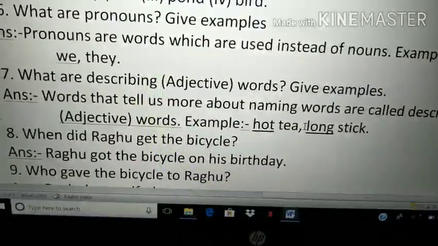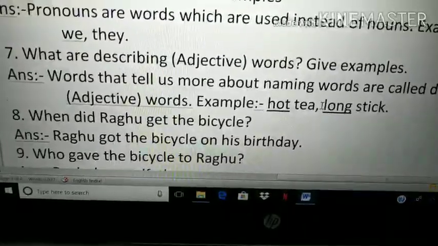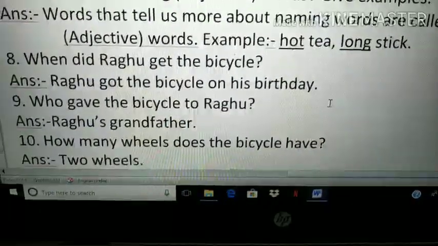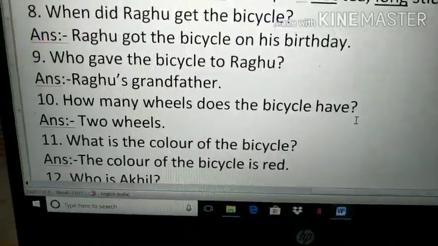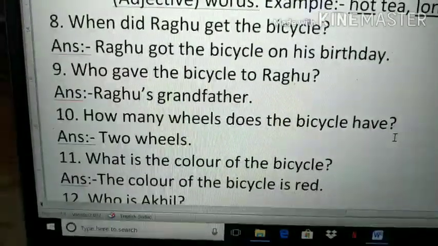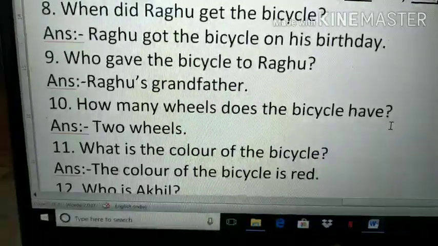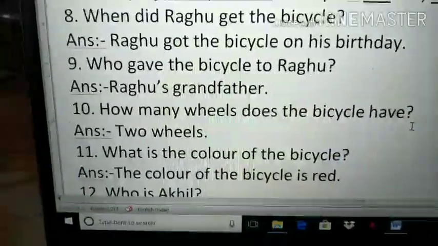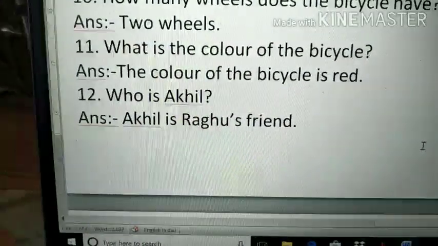When did Raghu get the bicycle? Raghu got the bicycle on his birthday. Who gave the bicycle to Raghu? Raghu's grandfather. How many wheels does the bicycle have? Two wheels. What is the color of the bicycle? The color of the bicycle is red. Who is Akhil? Akhil is Raghu's friend.